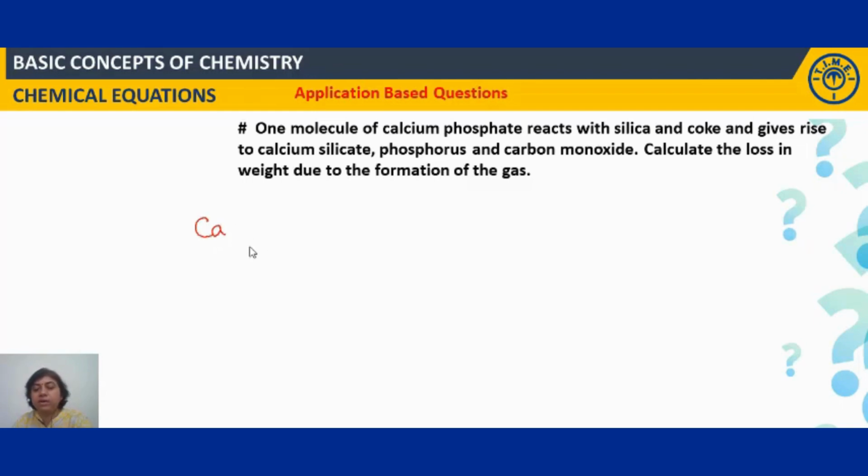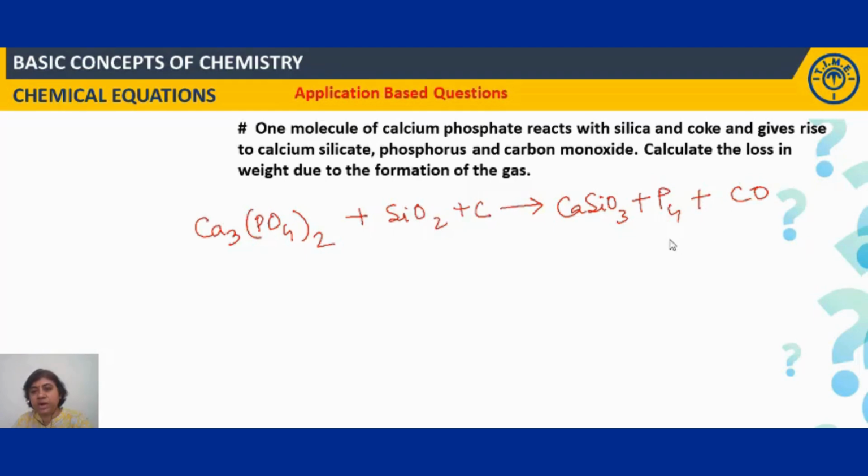So calcium phosphate, what is the formula? Ca3(PO4)2. Already we have worked it out in this exercise. Calcium phosphate plus silica, SiO2, plus coke, C. Now it gives rise to calcium silicate, CaSiO3, phosphorus is P4 and carbon monoxide is CO. I wrote 4, why? Already discussed in this class, phosphorus is tetraatomic, its atomicity is 4. Fine, now we will balance it.